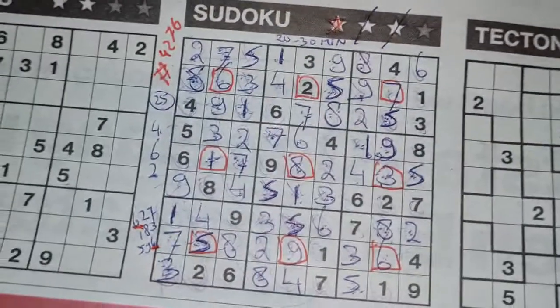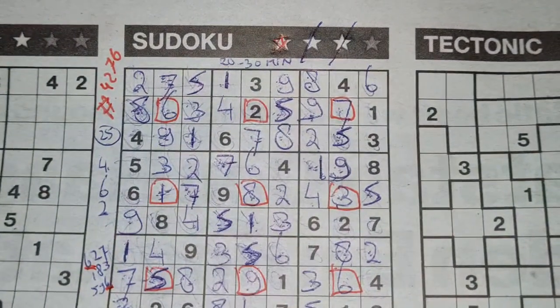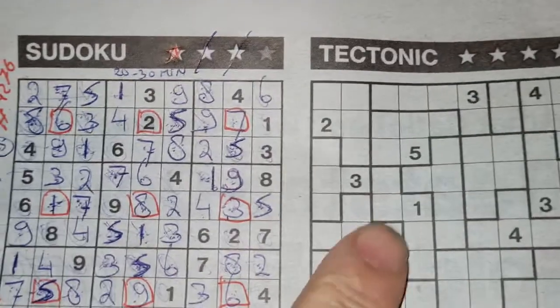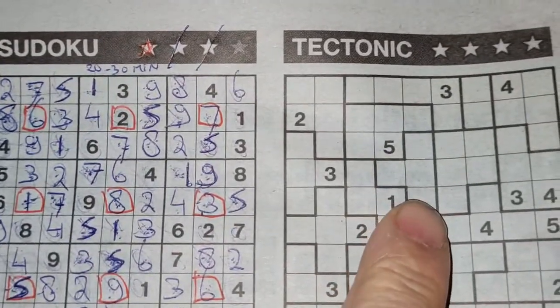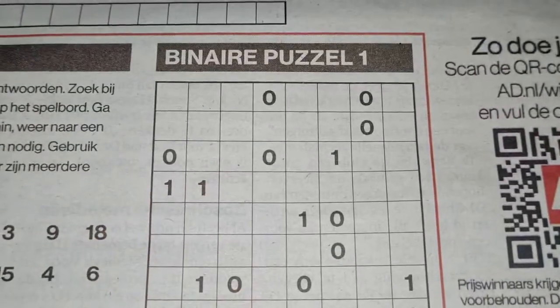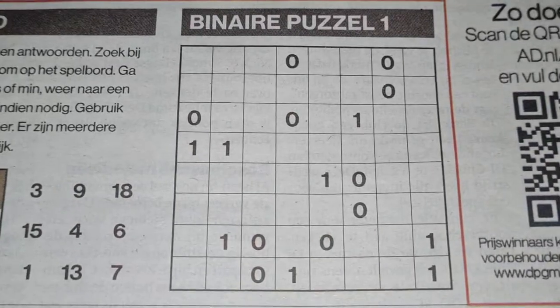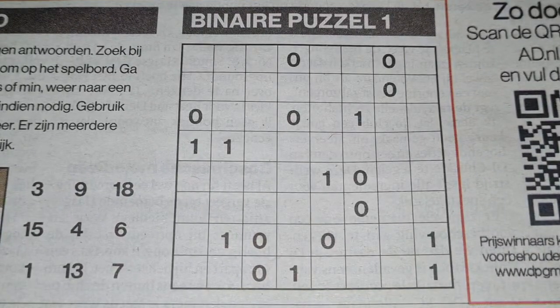I've already solved one puzzle, the Sudoku with 3 stars. Well, actually it's a 1 star, and we have the tectonic with 4 stars and the binary one. Yes, 3 puzzles I will do. There are 6 puzzles in this additional, but only half of them I will solve.